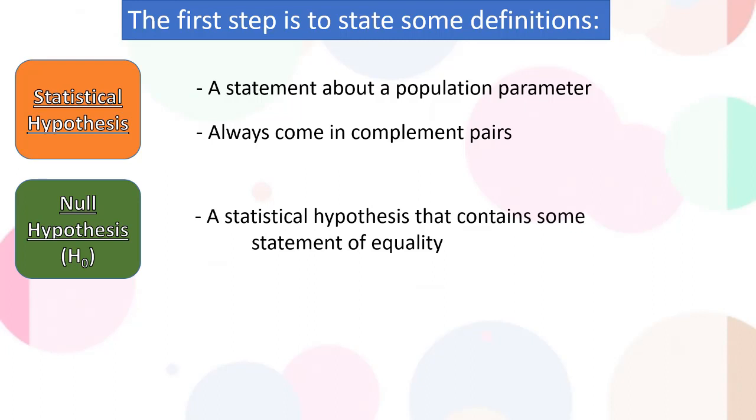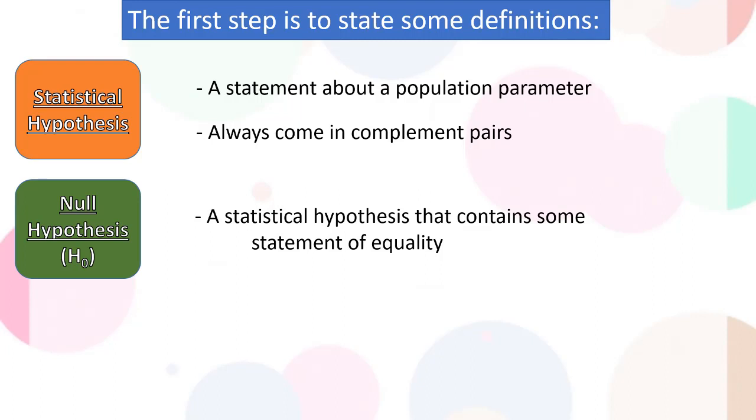So the null hypothesis is a statistical hypothesis that contains some statement of equality. It doesn't just have to be equals. It could be greater than or equal to, less than or equal to. As long as there's an equal to part in that statement, then it qualifies as the null hypothesis.